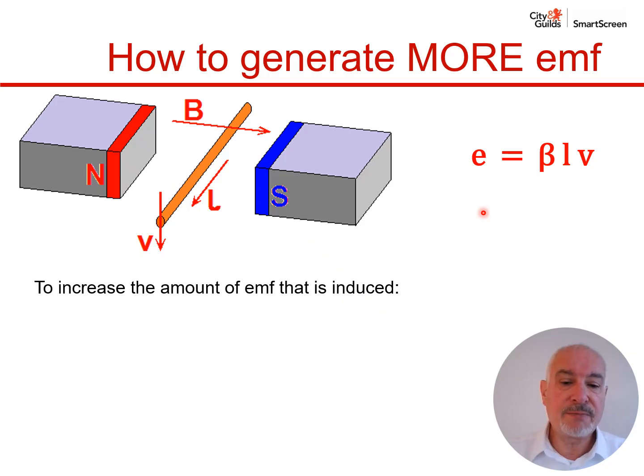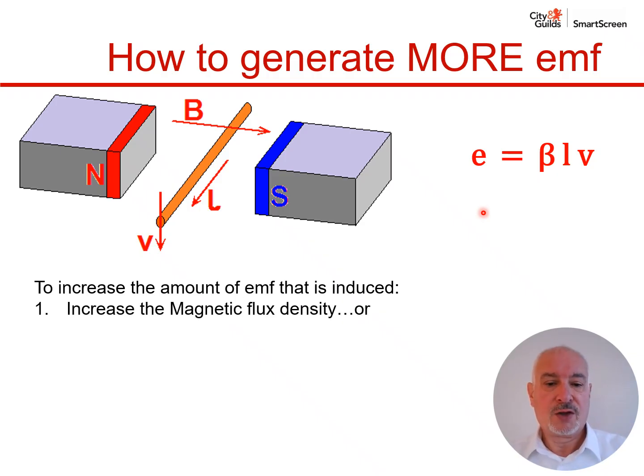So to increase the amount of EMF that is induced, one way we can do it is we could increase the magnetic flux density. And we can do that by using more powerful magnets and concentrating that magnetic field into a smaller area, and that can increase the magnetic flux density. And we can see from that formula that anything that's increased on the right hand side of the formula will have an effect of increasing the value E there, which is the induced EMF. So if we increase the magnetic flux density, we will increase the induced EMF.